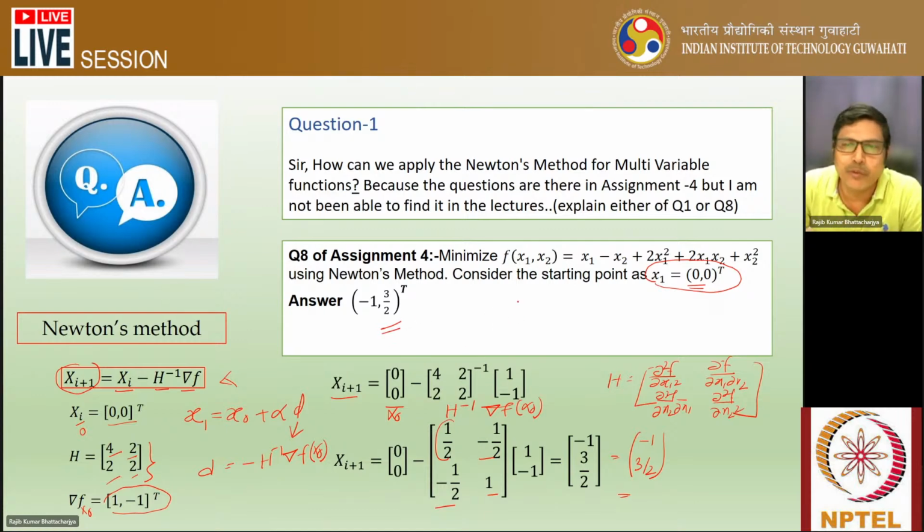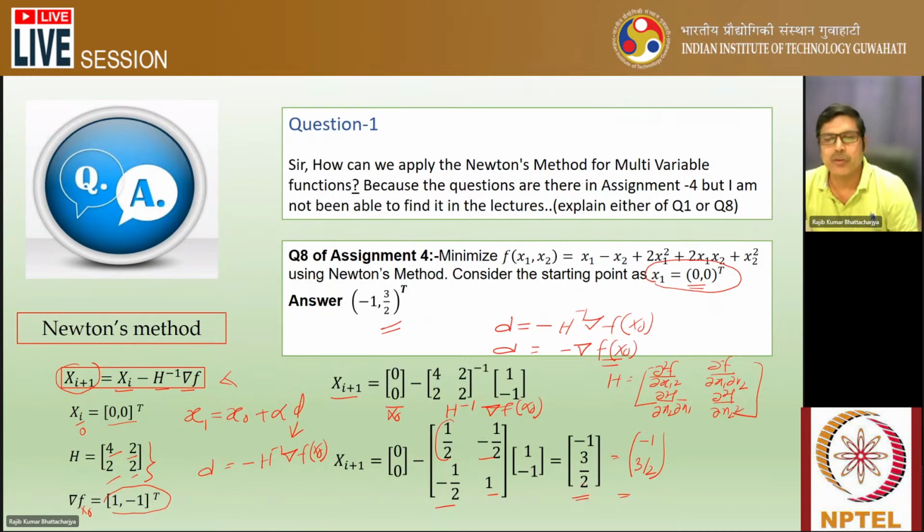So what we are doing is calculating the direction using this equation, that is the inverse of the Hessian matrix into del f at x naught. In case of the steepest descent method, we go along the negative of the gradient. If you do that, finally I will get the solution, and because this function is a quadratic function, I am getting the solution in a single iteration. I hope this is clear. So let us go to the next question.